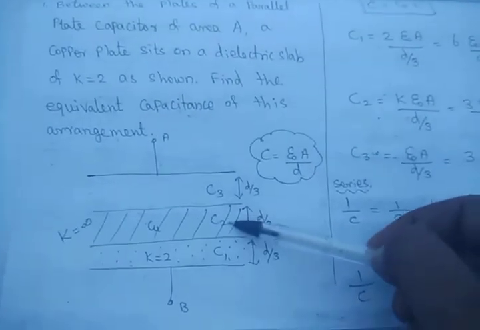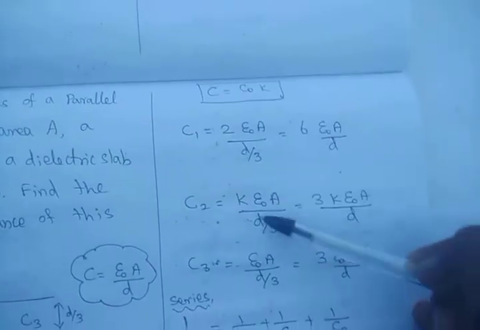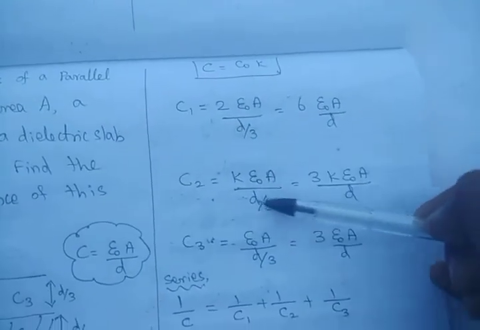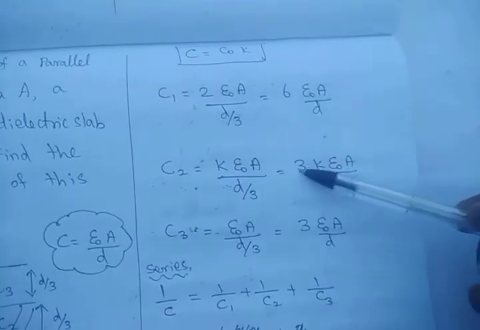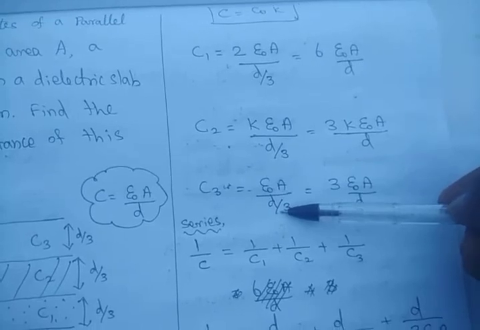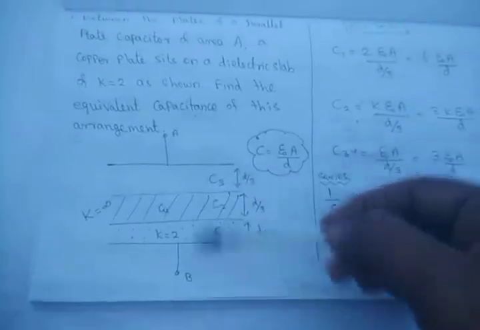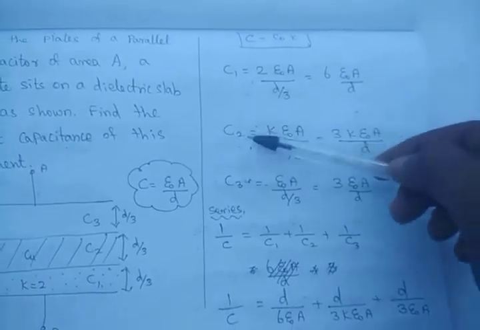Similarly for the second one, it is K into x lambda naught A by D by 3. That is, C naught is x lambda naught A by D, and the thickness is D by 3. So you have to bring this 3 into the numerator: 3K x lambda naught A by D. For the third one, it is nothing else, so simply x lambda naught A by D is the capacitance value, with D being D by 3. We get 3 x lambda naught A by D. So just by seeing the diagram itself, by using the simple formula C is equal to C naught K, we are able to derive this C1, C2 and C3.